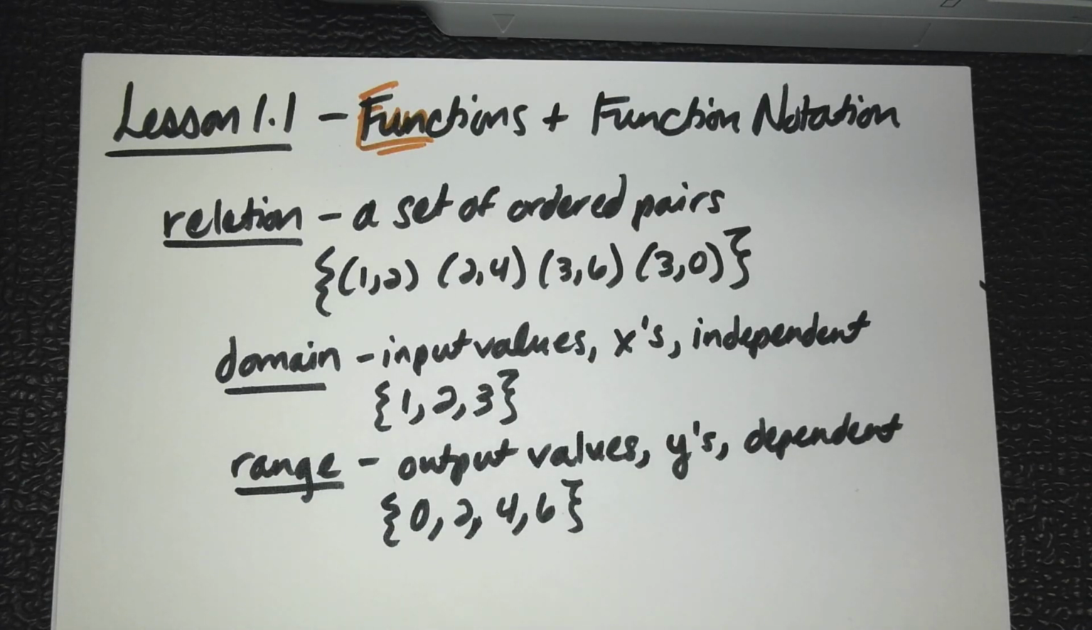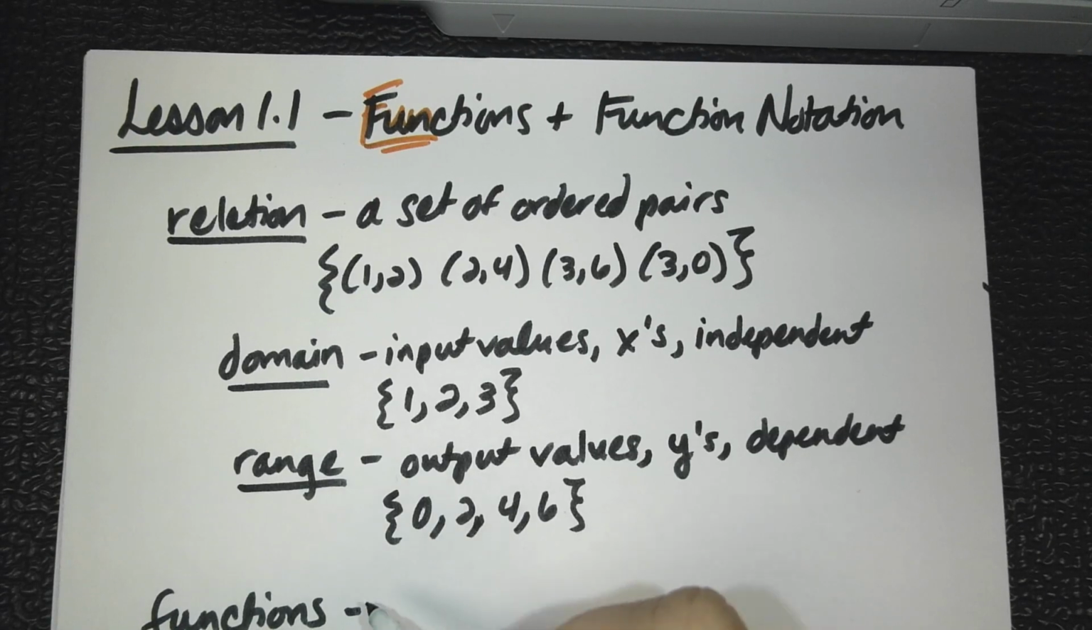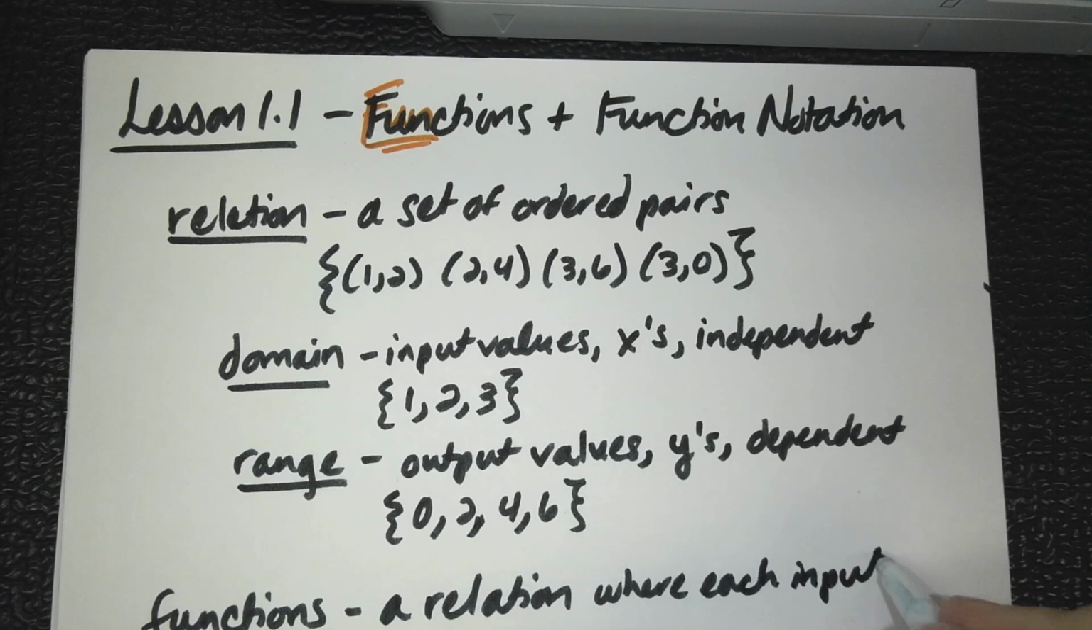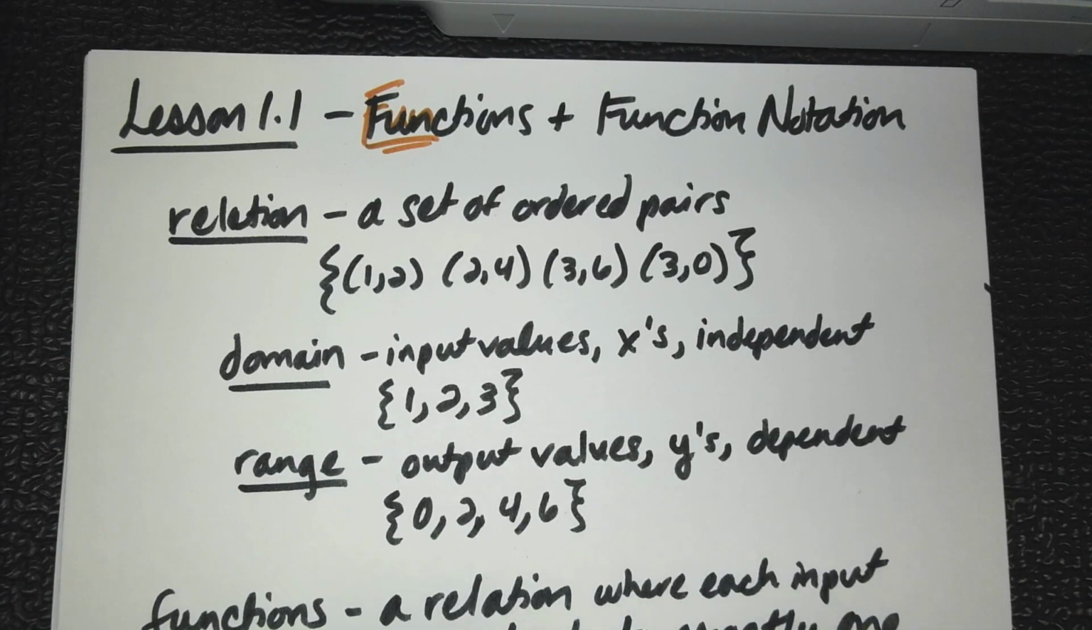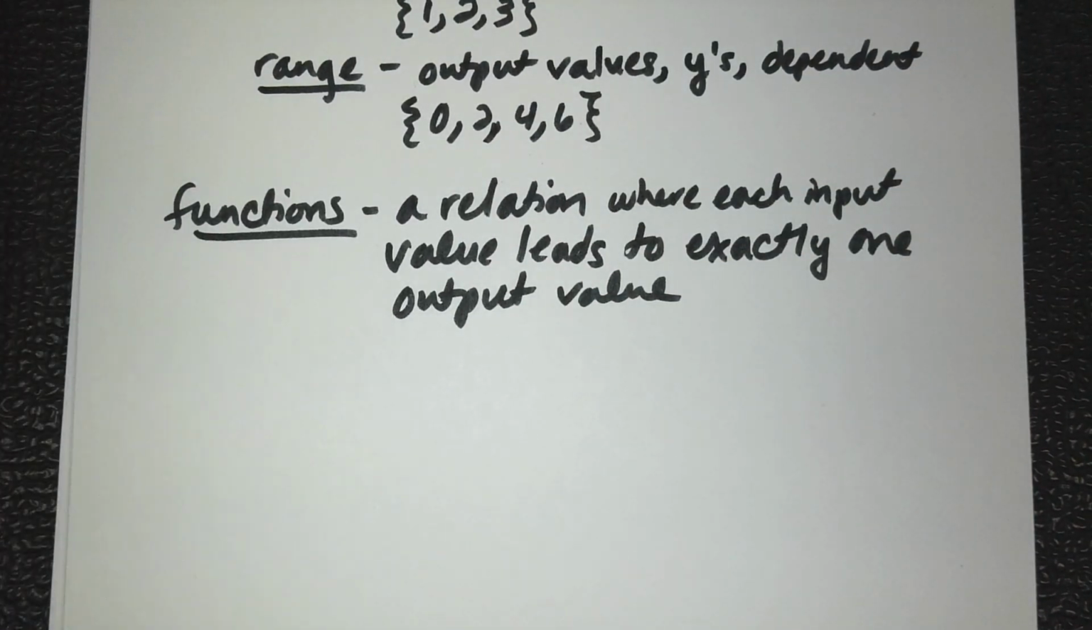Now from that, we have what's called a function, which is another type of rule. A function, by definition, is a relation. Oh, there's that word again. That set of ordered pairs. But here's the new thing: a relation where each input value leads to exactly one output value.